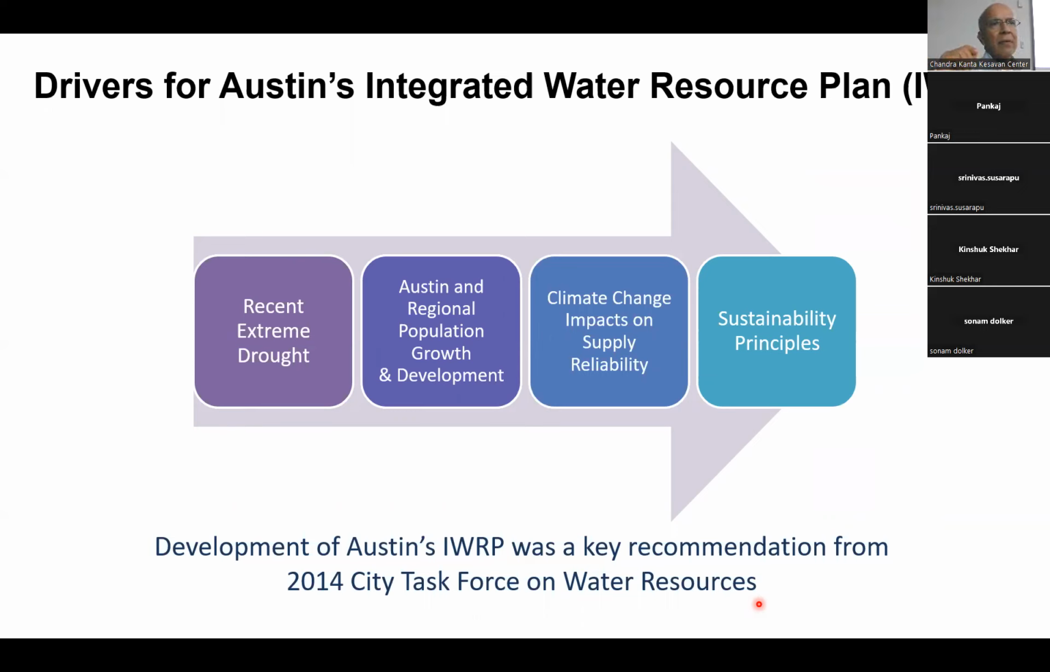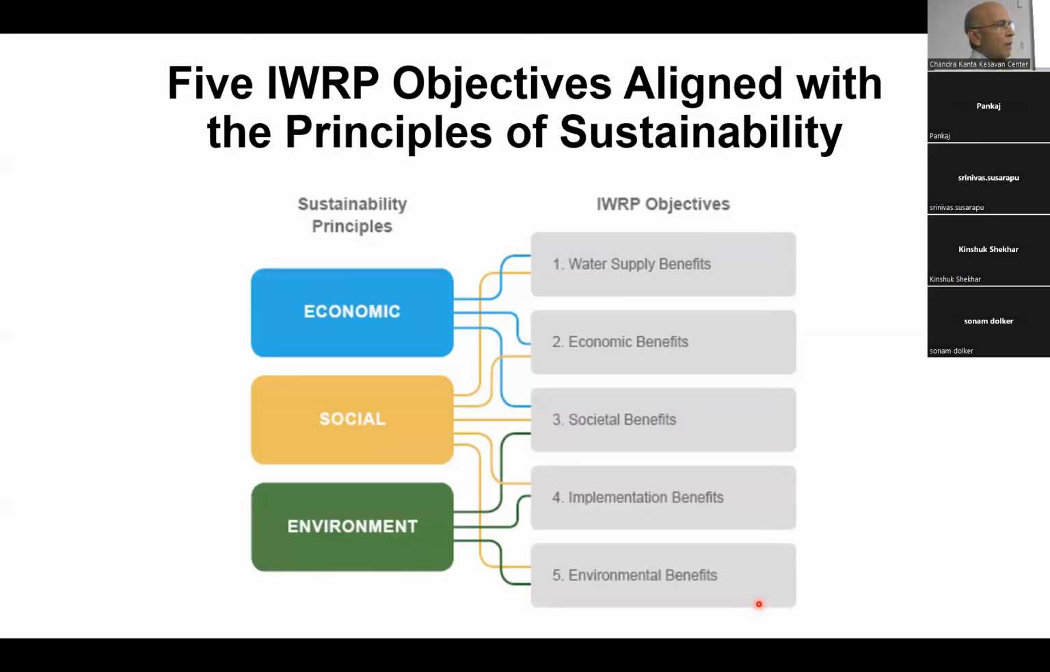13. So after that, the city basically created a task force on water resources. They did very intense work in about three to four months, and they recommended that we do a full-blown integrated water resource plan, because of the extreme drought, the growth and development, the climate change impacts, and of course the sustainability principles. It had to be equitable, minimize the cost, and all those things. So based on that, in 2015, we started work in earnest on what we call Water Forward. That's our 100-year water plan.